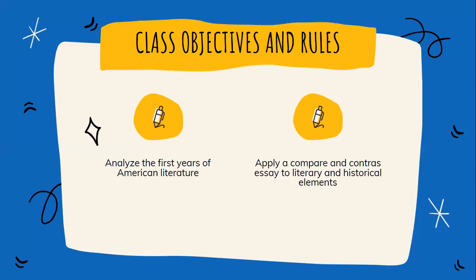The class objectives. We're going to analyze the first years of American literature and start covering this topic. Who were the settlers, the writers of the first years? In the previous class we studied some of the first settlers, but now we're going to go into more detail about the most famous people who came to what is now known as the United States.